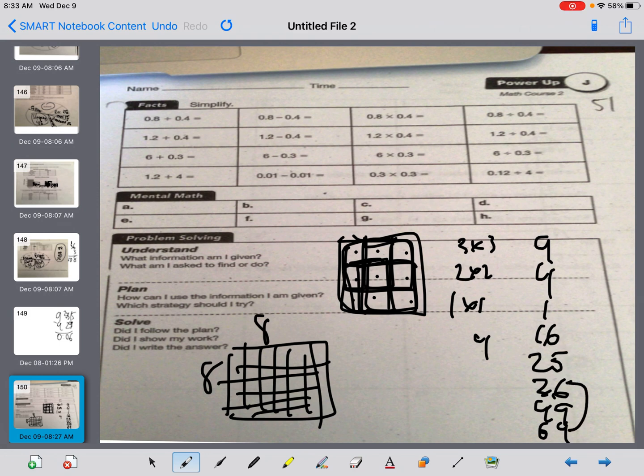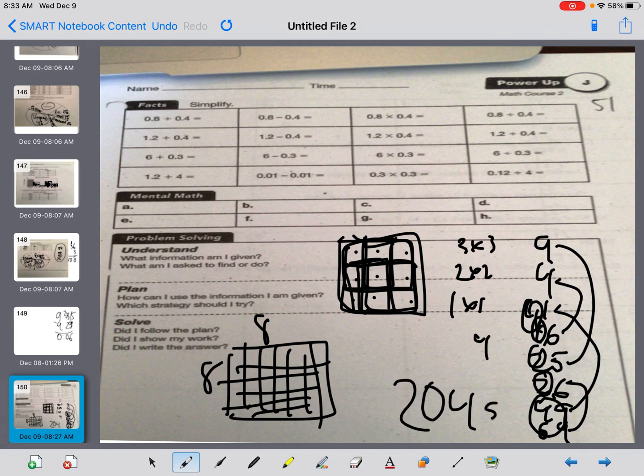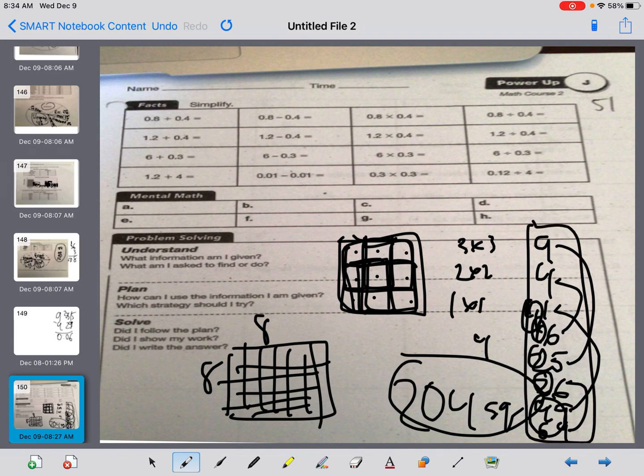Okay, so I'm going to look for pairs of 10. 4 and 6 is a 10. 9 and 1 is a 10. I'm up to 20. I have another 6 and 4 here. 30. 14 is 44. Carry the 4. 4, 5, 6, 7, 8, 9, 10, 20. So I think I had 204 squares when I add all the different sizes up. So the key to the thing, guys, was to figure out the pattern of 1, 4, 9, your perfect squares, and then just adding them together the right way.